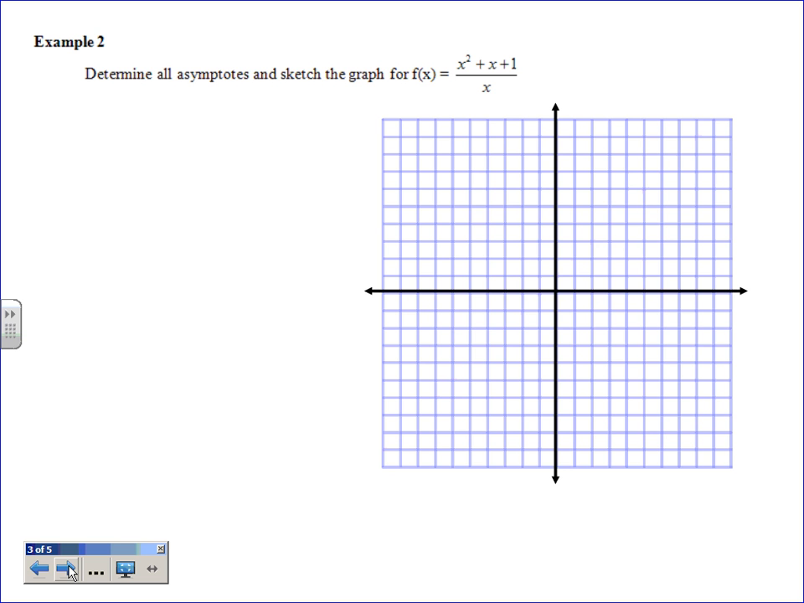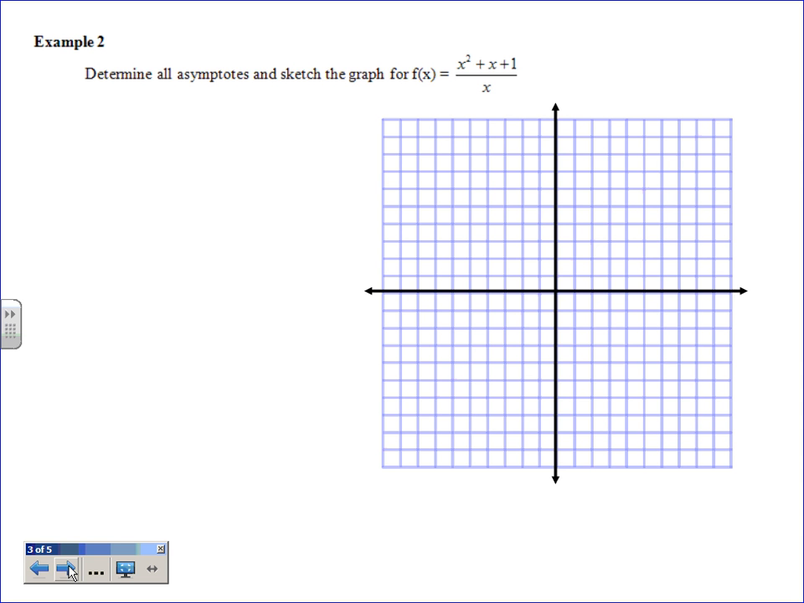Well, let's give one a shot. Determine all asymptotes and then sketch the graph. I think I can do that. Should we look for any holes? Well, of course you should. Are we going to find any? Anybody see any potential holes there? Anybody see any? No? All right.